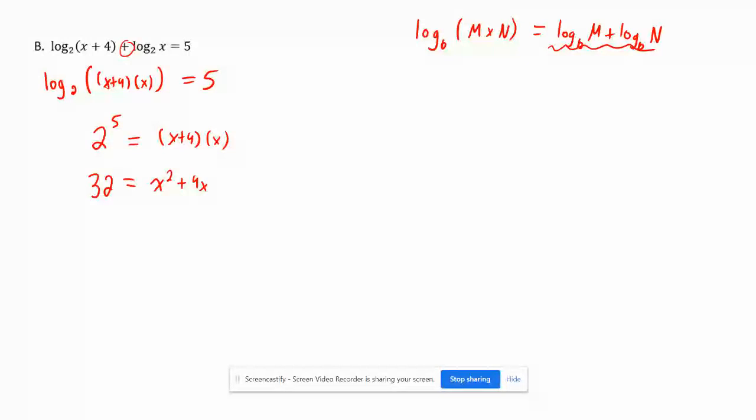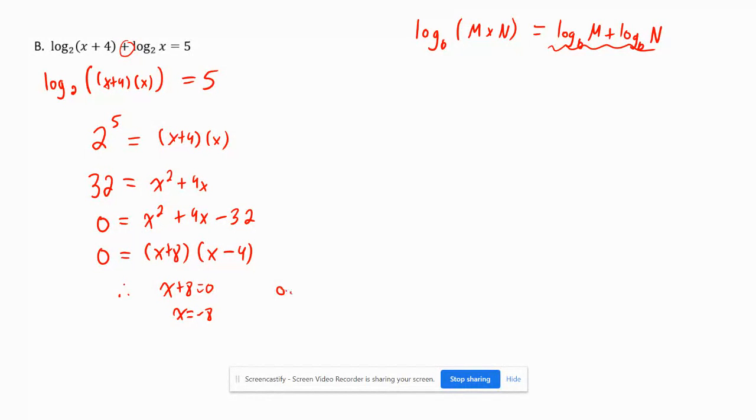And now this becomes like a Math 20 question. We have to solve this quadratic. We're going to set one side equal to 0, and we can solve this by factoring. This is going to factor to x plus 8 and x minus 4. So either x plus 8 equals 0, that means x equals negative 8, or x minus 4 equals 0, and x equals positive 4.